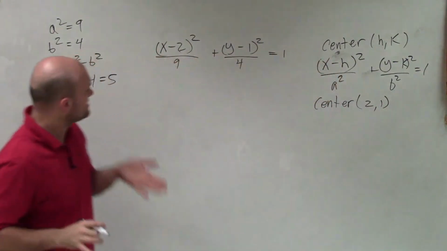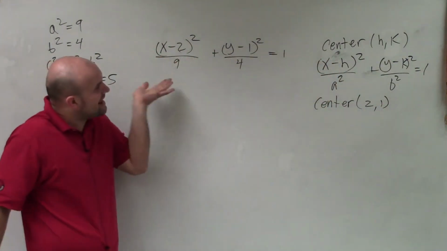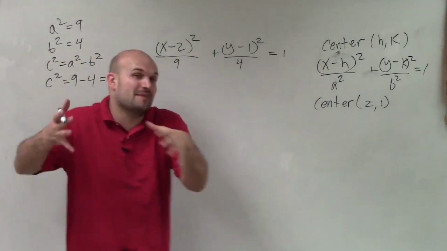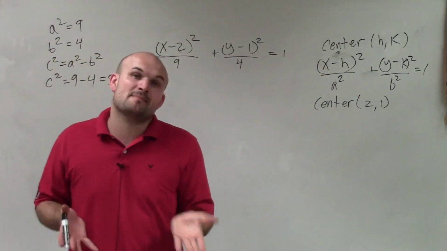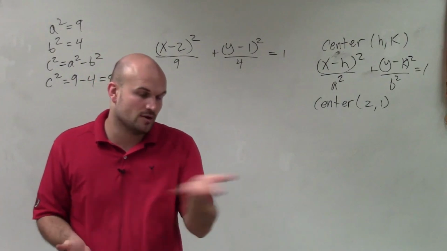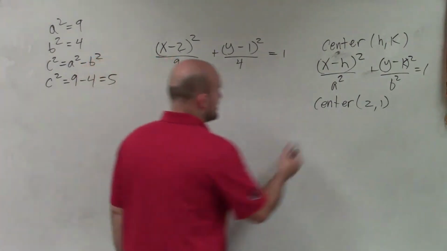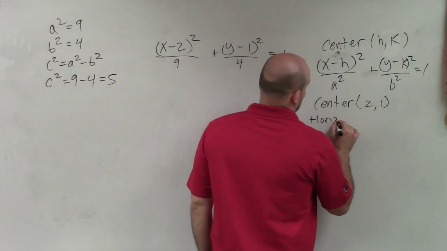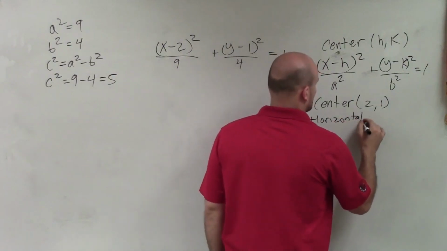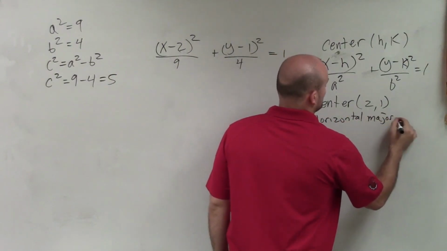And the next thing is, all right, my a squared I said was under the x. Whenever my a is under the x, I know that my major axis is going to be horizontal. So I'm going to have a horizontal major axis.